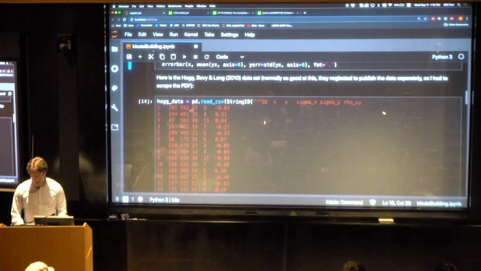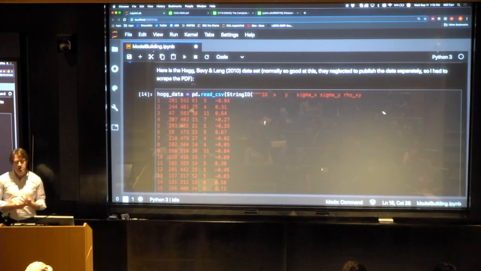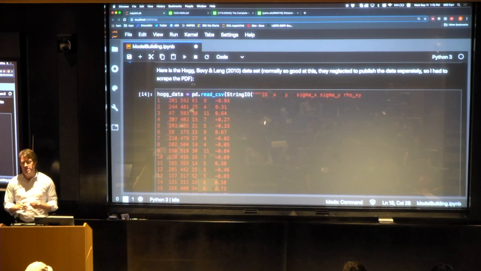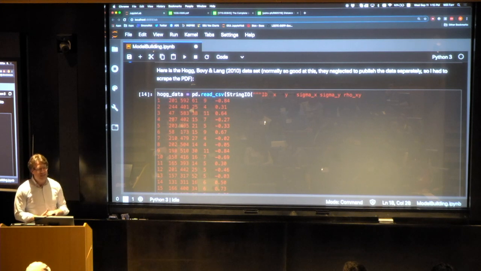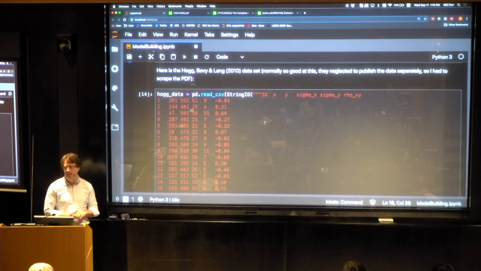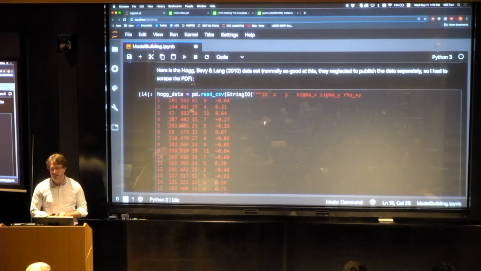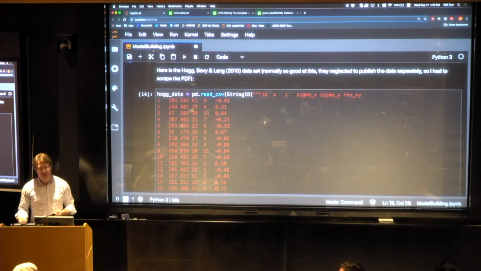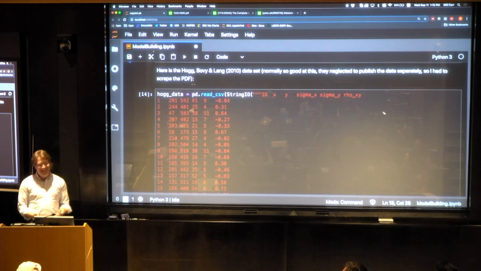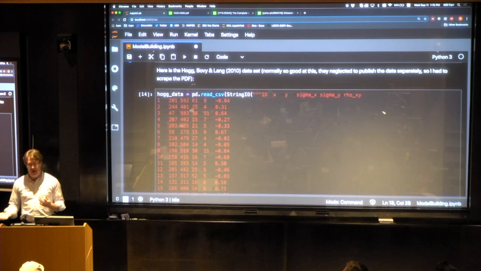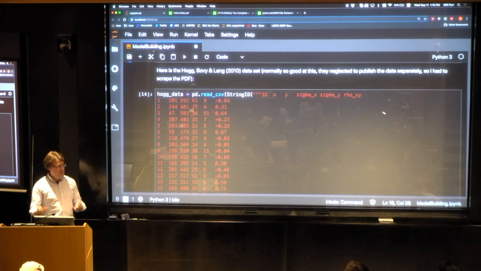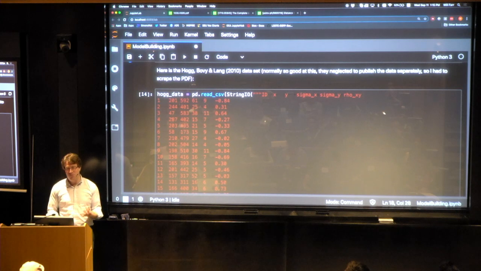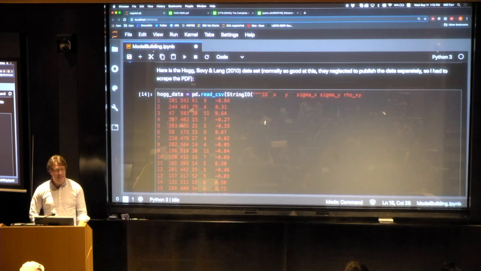Great. Now, have you guys seen the paper by Hogg, Bovy, and Lang called Data Analysis Recipes: Fitting a Line to Data? Has everybody seen that? Okay. No, you have not. Okay. It is a fabulous paper. David Hogg talked to you on Monday. It does what it says on the tin. Okay? It is fitting a line to data. And that is the exercise that we are going to start with here.